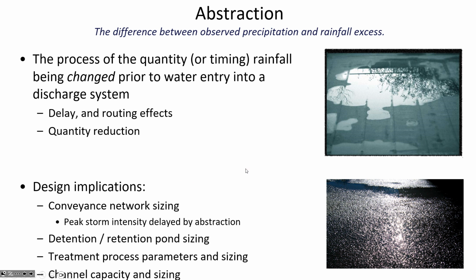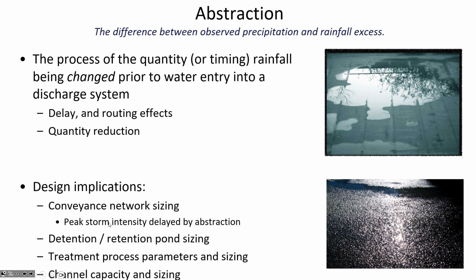So the importance of knowing the abstractions is that they can reduce the intensity of the storm because of the delay, and they can have an effect on how big a pond needs to be, because ponds that receive runoff are sized partly by the runoff intensity that happens.